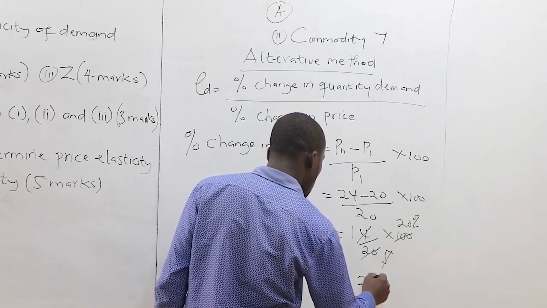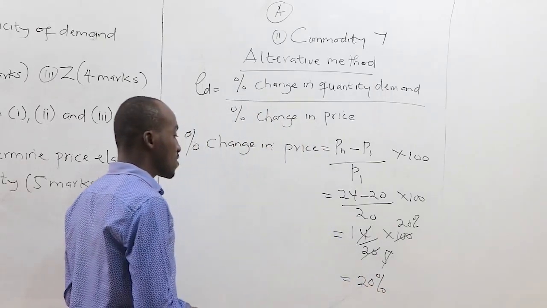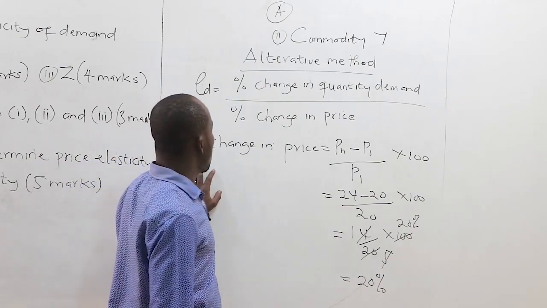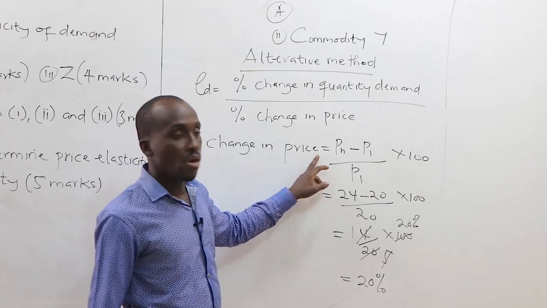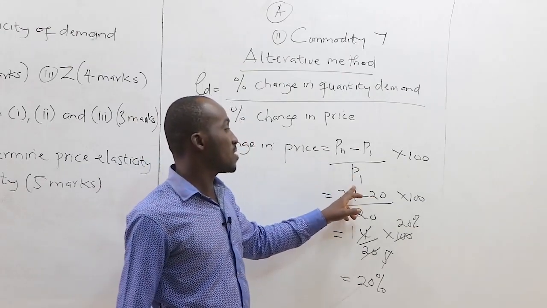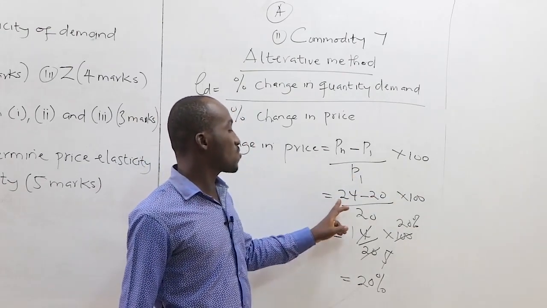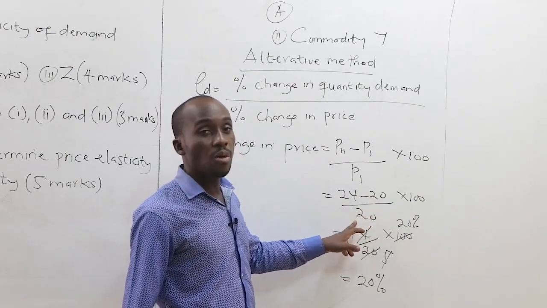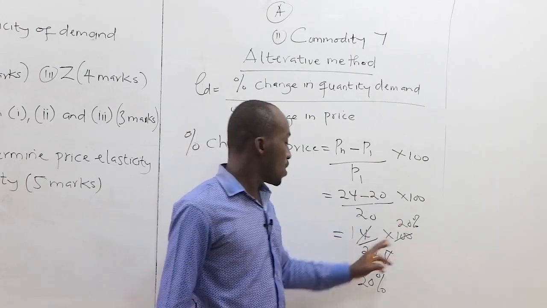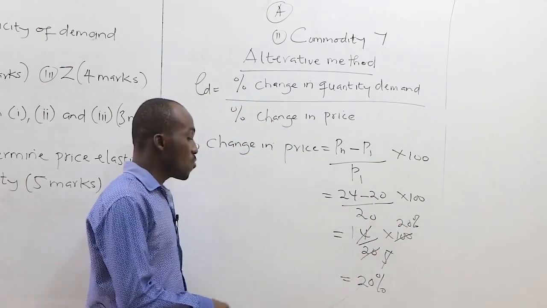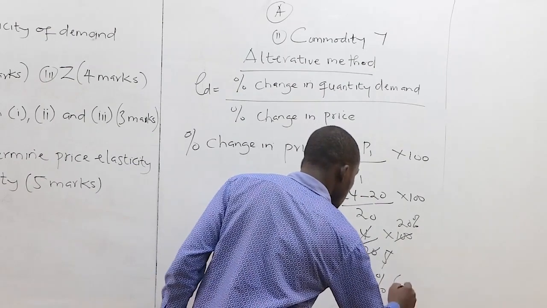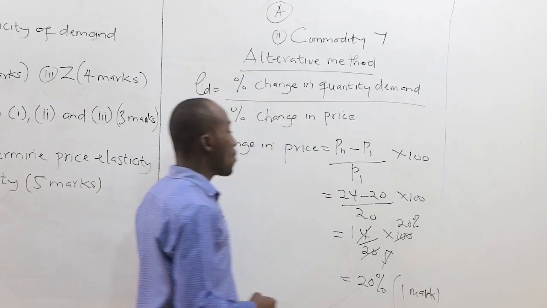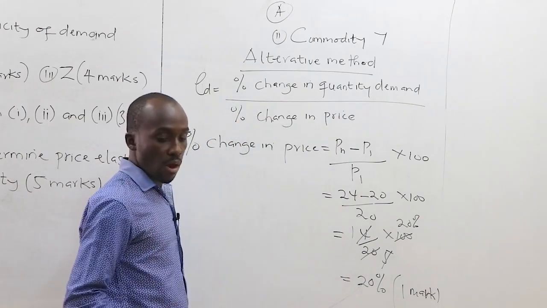So the change in price is what? 20%, right? So let's go over it again. Percentage change in price is the new price minus the initial price, divided by the initial price, times 100. What's the new price? 24. What's the initial price? 20. And if you see, we're going to get 20%. And this will give you what? 1 mark. One mark for that, 1 mark for that, right?